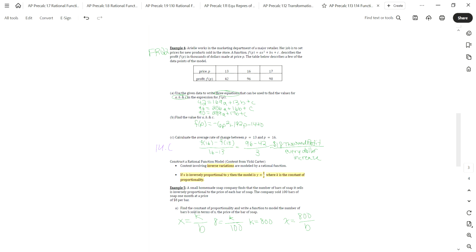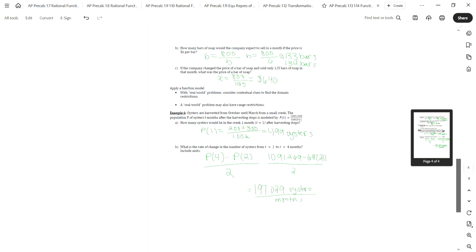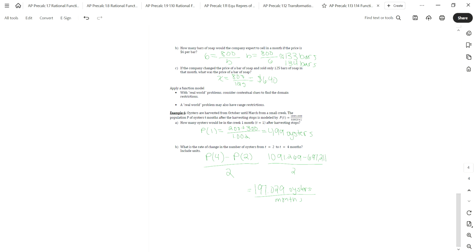So constructing a rational function, I've seen only a little bit of this. And then lastly, just applying some of those things. And again, rate of change, you are given a function, okay, in that scenario. So yeah, applying a function model, rates of change is huge. So okay, that's what I've got for you today.